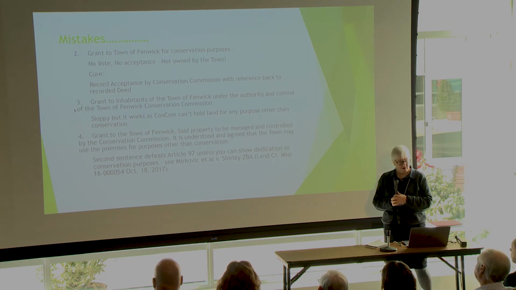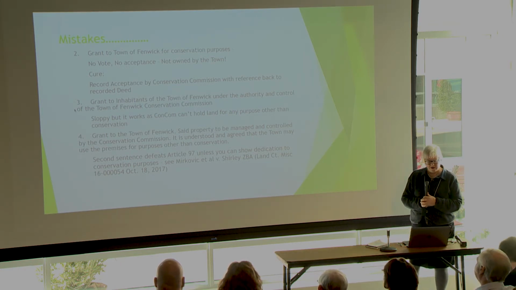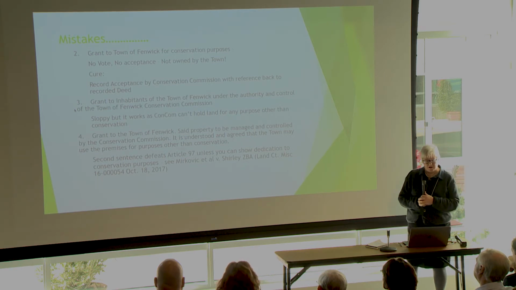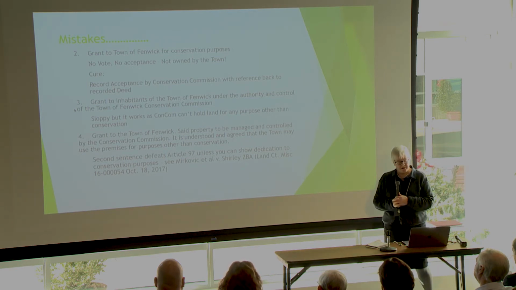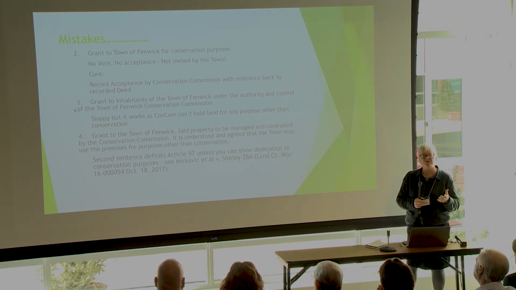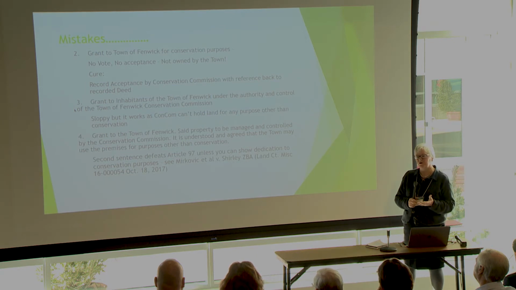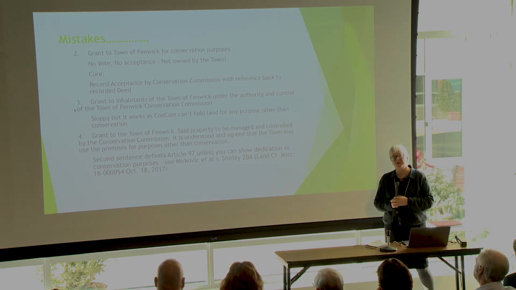So the next one, you have a grant to the inhabitants of the town of Fenwick under the authority and control of the town of Fenwick Conservation Commission. That's kind of sloppy, but it works, because the Conservation Commission can't hold land for any other purpose. So even if you don't say for open space purposes under Chapter 40, Section 8C, the only thing the Concom can do is hold land for Concom purposes.